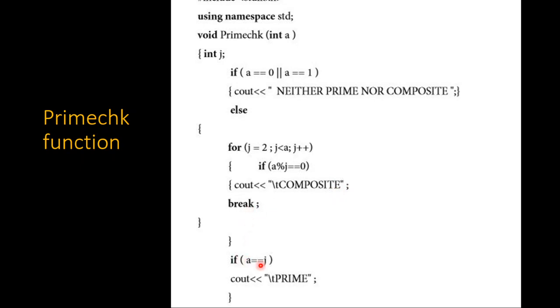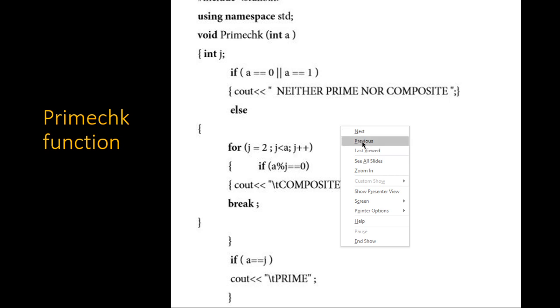Otherwise, if a is equal to j, it means the number is the same as the divisor, and then we can say it is a prime. The prime number definition is a number divisible by 1 and itself. So it is a prime number. This prime check totally checks whether the input number is a prime number or a composite number. So this is the function called prime check.